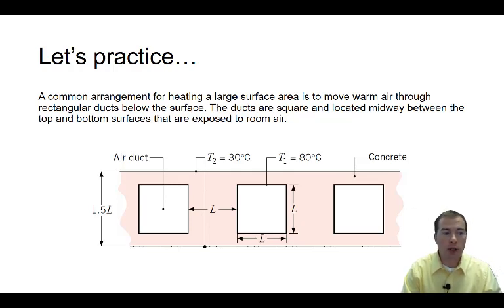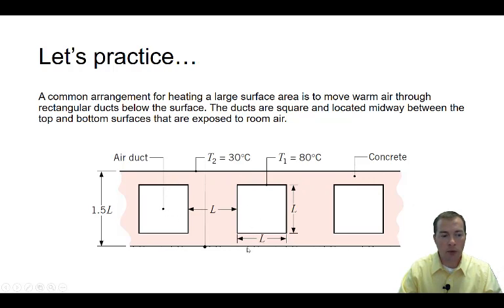A common arrangement for heating a large surface area is to move warm air through rectangular ducts below the surface. The ducts are square and located midway between the top and bottom surfaces that are exposed to room air. You might imagine this wall as being the wall of a large building to be heated. Here we have a concrete wall with square air ducts in the wall.